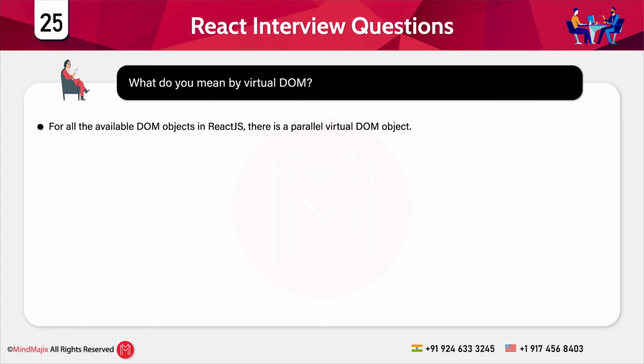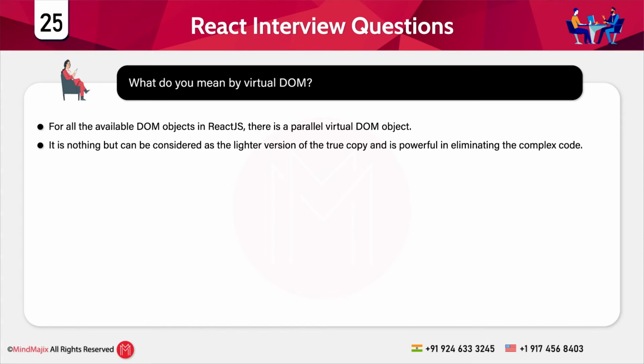For all the available DOM objects in React, there is a parallel virtual DOM object. You can consider it as a lighter version of the true copy, and it is powerful in eliminating complex code. It is also used as a blueprint for performing several basic experiments. Many developers use it while practicing this technology.